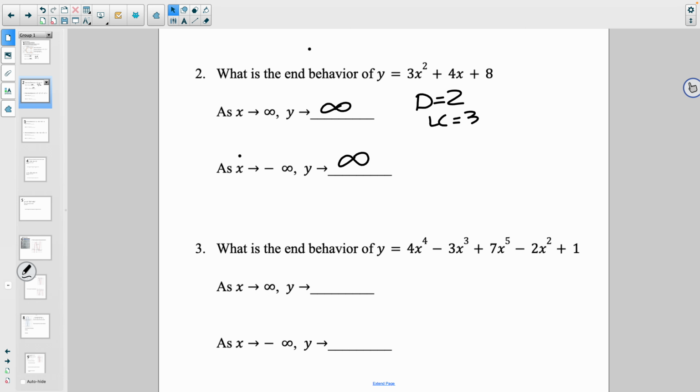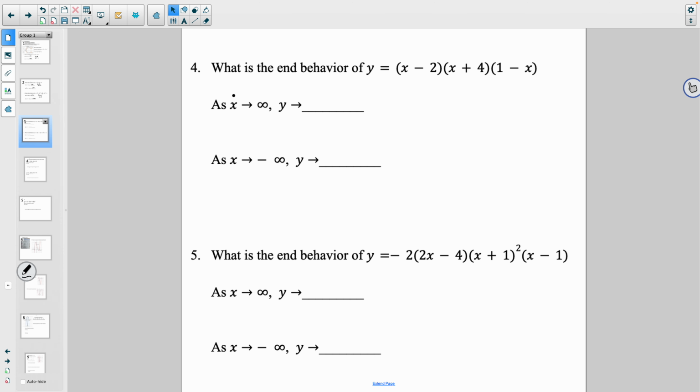Okay. Here, this one's a little tricky. Our highest degree is actually this term right here. So my degree is 5, and my leading coefficient is 7. So it's an odd degree and a positive leading coefficient. So this will just match up: as x goes to infinity, y goes to infinity. As x goes to negative infinity, y goes to negative infinity.